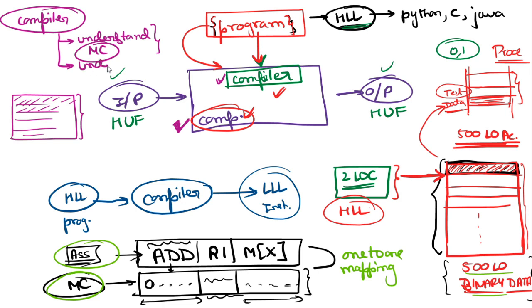So the compiler also understands high level language, okay? So the compiler understands machine code or low level language. The compiler understands high level language, and the compiler converts high level language to low level language. And this conversion will be dependent on the language that is defined for the computer, or the instruction set.